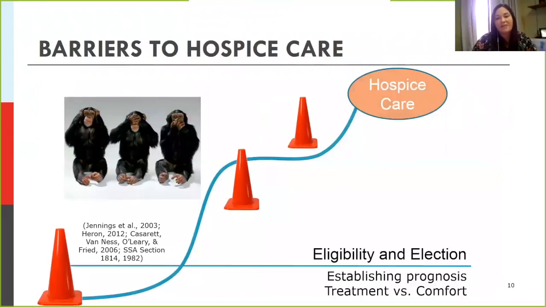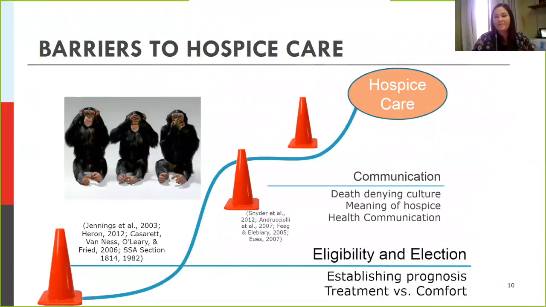So we also know, just like with palliative care, there are lots of barriers to hospice. Certainly with hospice care, there's the added barrier of eligibility and election, knowing that patients can't access both curative care and hospice care at the same time. And again, we already talked about the difficulty in establishing at what point this conversation is appropriate. That's particularly true within hospice care, where there's that 6-month prognosis mark, and identifying that is certainly difficult.